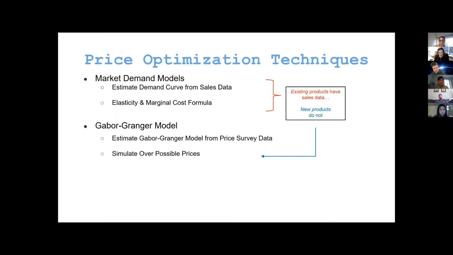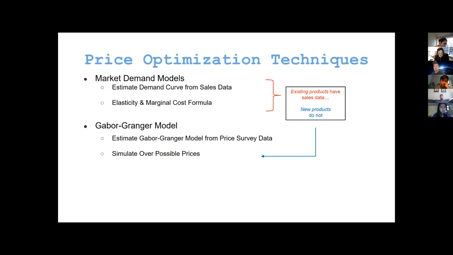In contrast, the Gabor-Granger model is a very different way to arrive at a potential optimal price for your product or service, and it's very useful for new products. Say you don't have data, say you haven't sold it yet, so you don't have a way to use past information to improve the price. The Gabor-Granger model is a way that can help you arrive at a price for new products. It can certainly be used for existing products as well, but it's particularly useful for new products when there is no data.